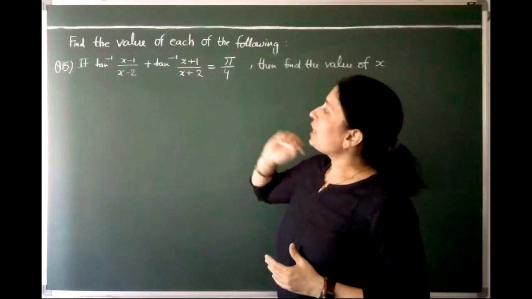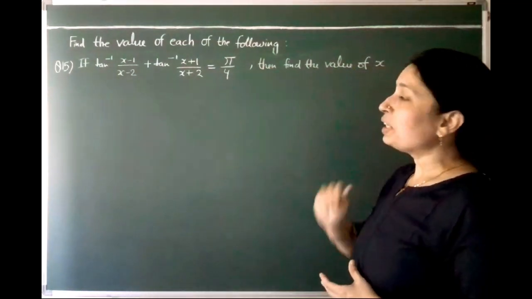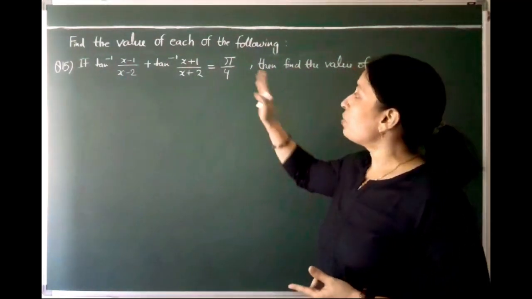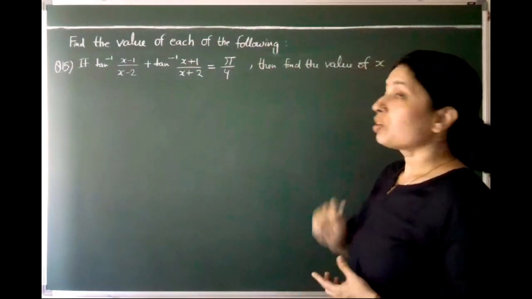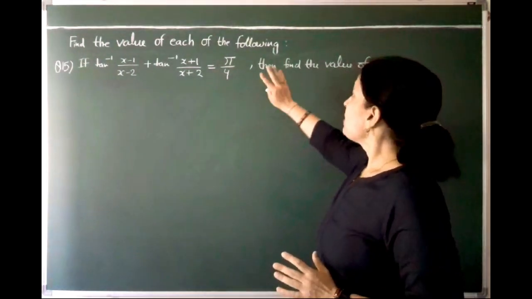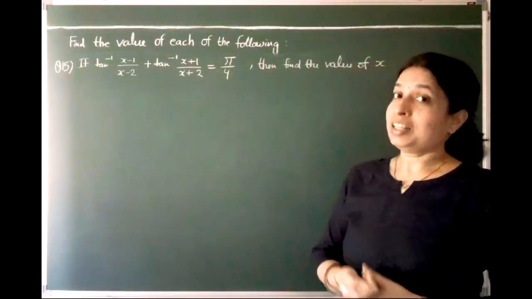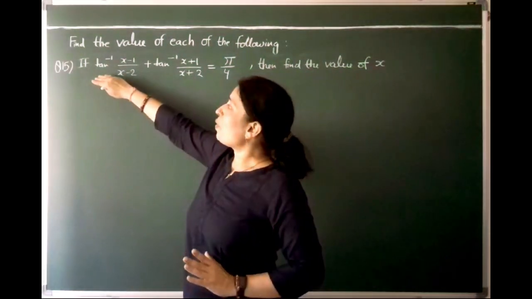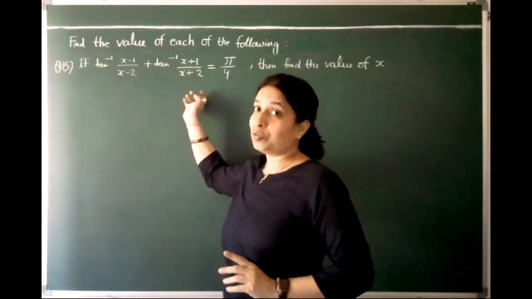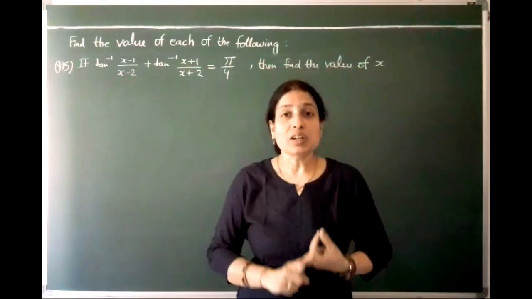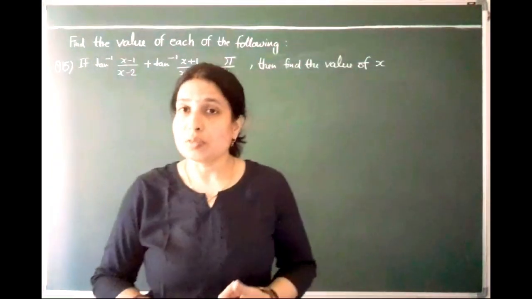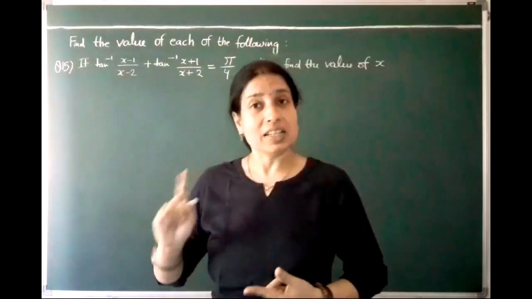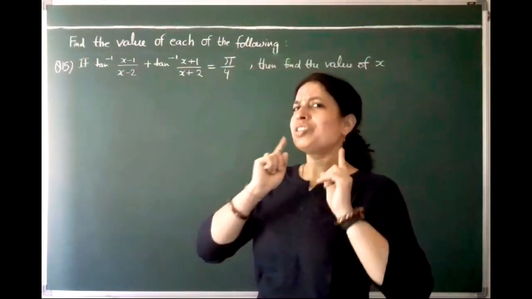It is: if tan inverse of (x minus 1) divided by (x minus 2) plus tan inverse of (x plus 1) divided by (x plus 2) is equal to pi by 4. It is given. Then find the value of x. Here we have to find the value of x. And this one is given in the form of tan inverse x plus tan inverse y. And we know that tan inverse x plus tan inverse y is equal to tan inverse of (x plus y) divided by (1 minus xy). So here we are going to use this formula.